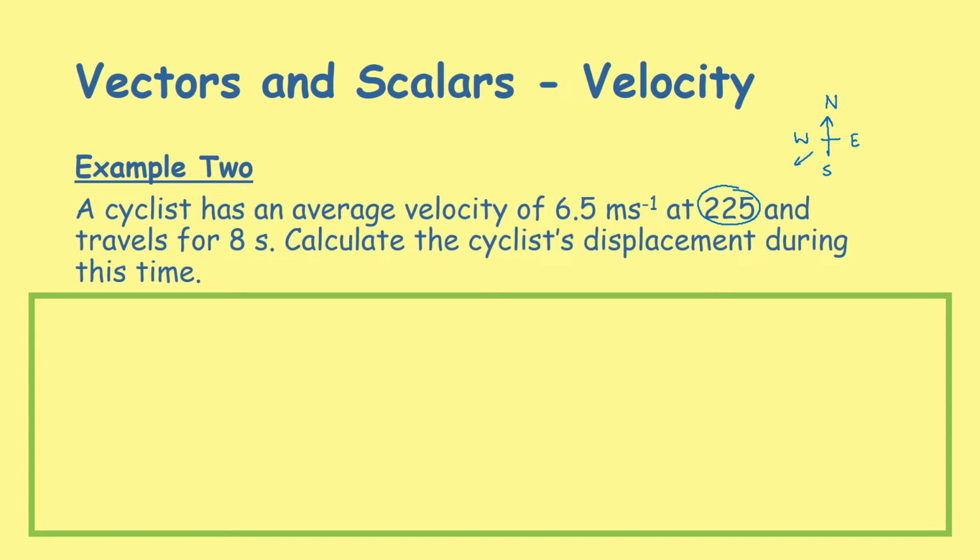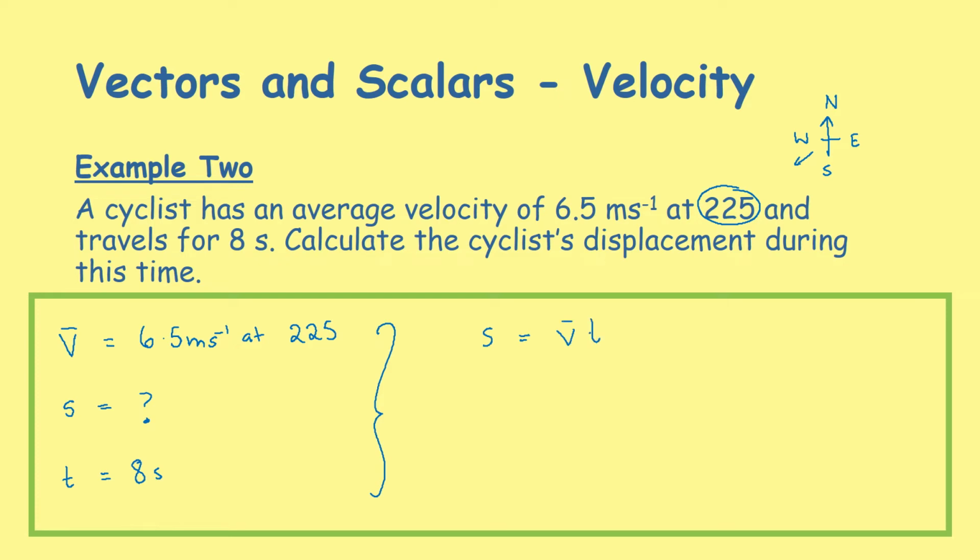Let's calculate the cyclist's displacement. So first of all, we want to write down all of the values we have. So our average velocity, V bar, is 6.5 meters per second at 225 degrees from north. The displacement, S, is our question mark, and the time is 8 seconds. We don't need to do anything to our 8 seconds or our 6.5 meters per second. They're already in the correct units, so we can move straight on to our equation.